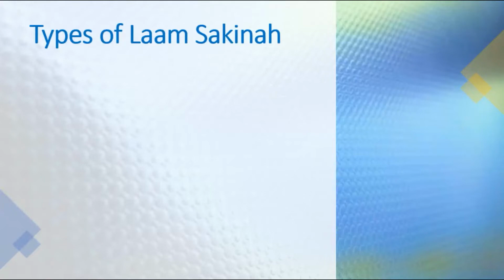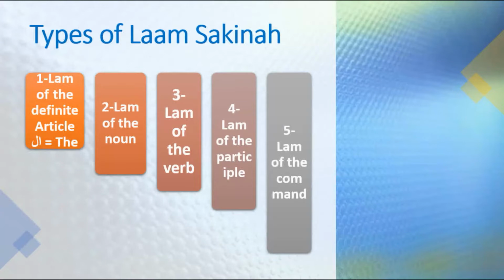Okay? Now, types of Laam Sakinah. Laam Sakinah is divided into 4 types: Lam of the definite article, al, which comes before the noun and is equal to "the" in English, Lam of the noun, Lam of the verb, and Lam of the participle, and Lam of the command. We are going to talk about each type. In this video, we are going to talk about the Lam of the definite article, al, only.